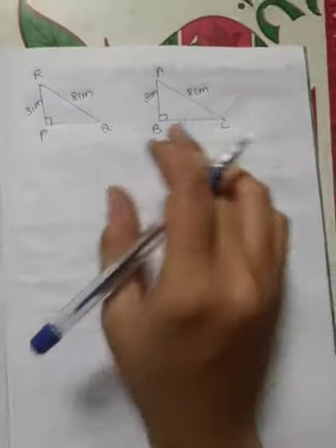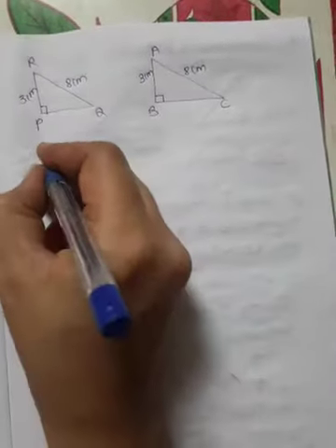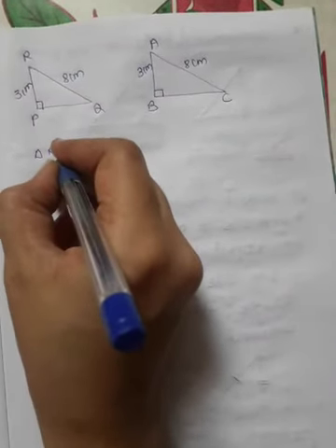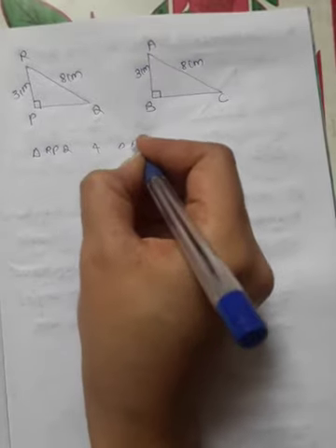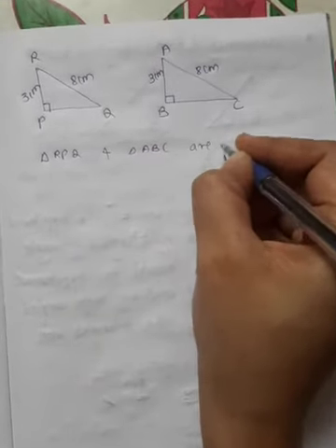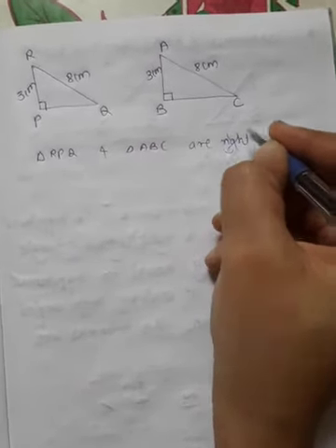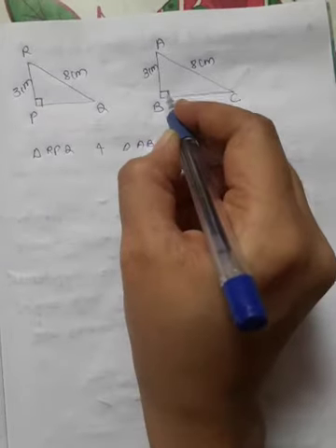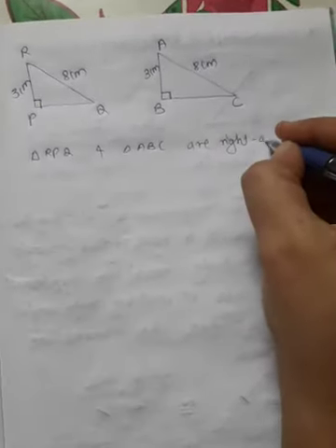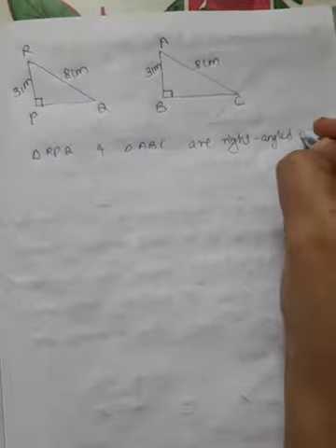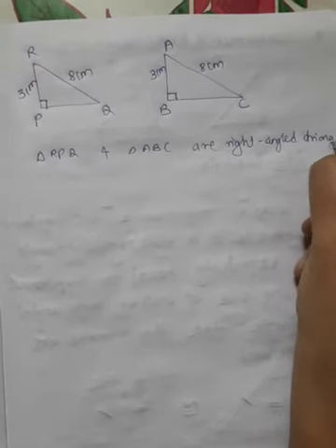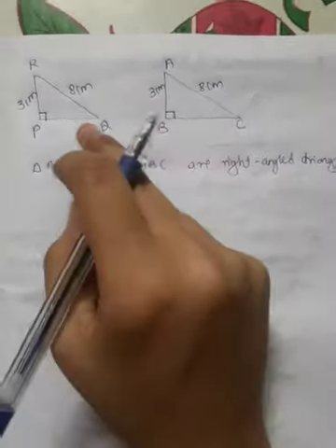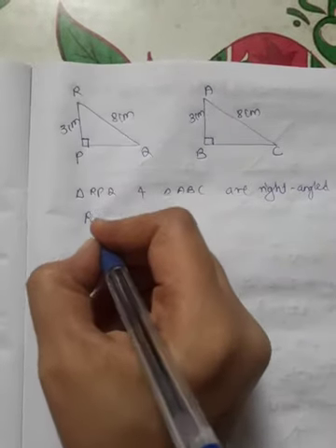Okay, now see by example, here we have been given two right angle triangles. Here triangle RPQ and triangle ABC are right angle triangles. Okay, right angle triangles, why? Because they have one right angle. So we have been given these two right angle triangles, and we know how to check whether two right angle triangles are congruent. There is the RHS criteria.